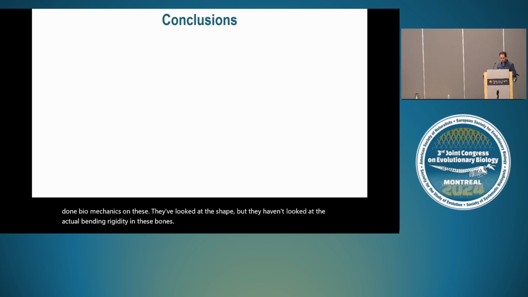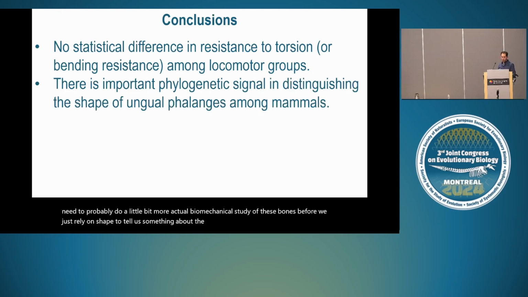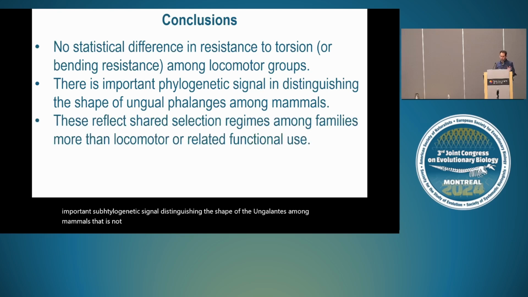So in conclusion, here are a few take-homes. First, there's no statistical difference in resistance to torsion or bending resistance among the locomotor groups. So we probably need to do a little bit more actual biomechanical study of these bones before we just rely on shape to tell us something about the differences among them. There is an important phylogenetic signal in distinguishing the shape of the ungual phalanges among mammals that is not ignorable. They reflect shared selection regimes among families or orders more than locomotor or functional use.